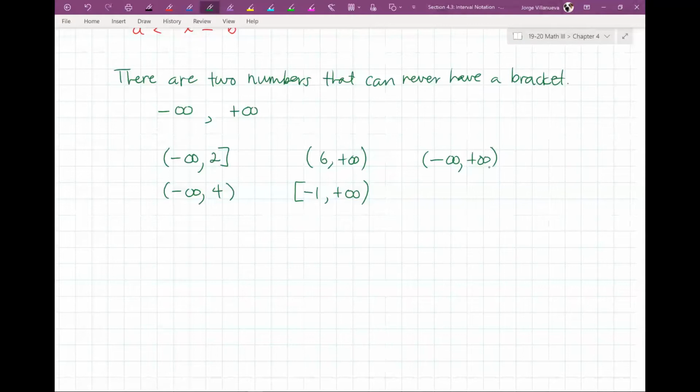Since infinity is a number that's so large we don't know its value, then you just kind of say it's infinite, okay? But you can't capture it, so you put a parenthesis around it, okay? So these are some of the things you guys need to be aware of.